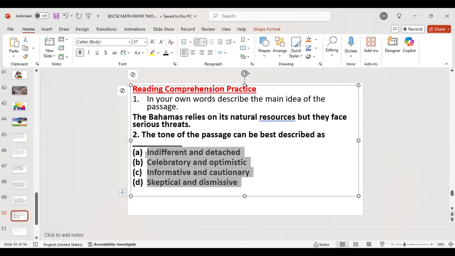Is it C, informative and cautionary, or D, skeptical and dismissive? All right. How can we best describe the tone of the passage? C. Informative and cautionary.